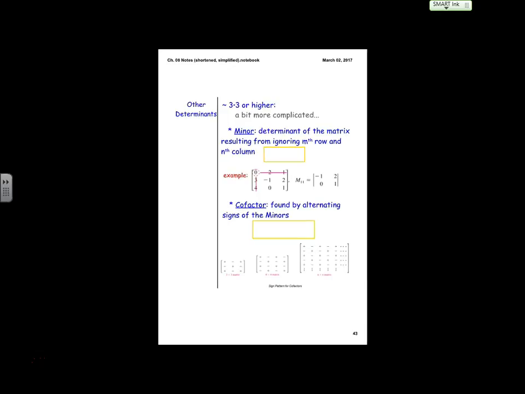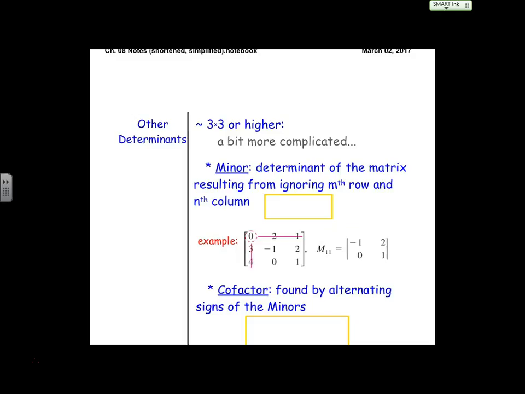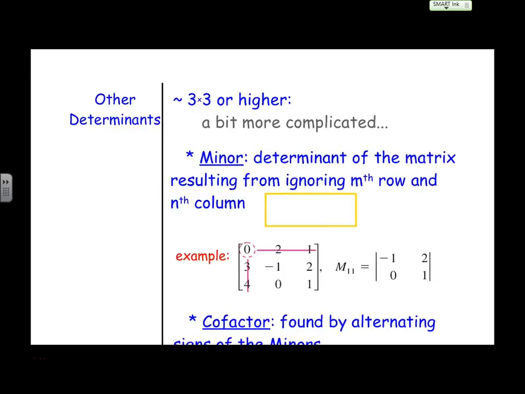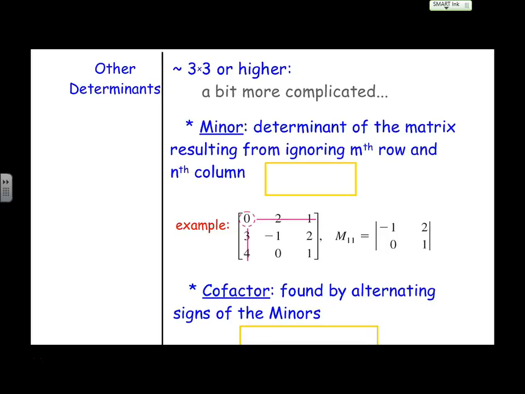So let's see what all these terms are referring to. I'm trying to let you know what these terms are, though you're only going to see them a little bit in homework. So what are we doing trying to find determinants of 3 by 3s or higher? How are we doing it? Well, let's learn some terms.